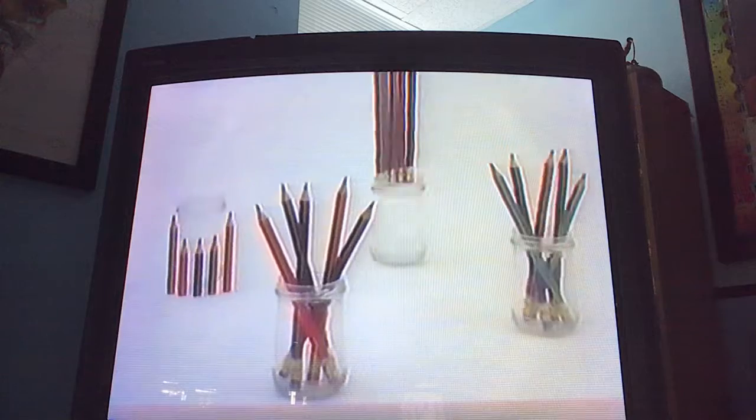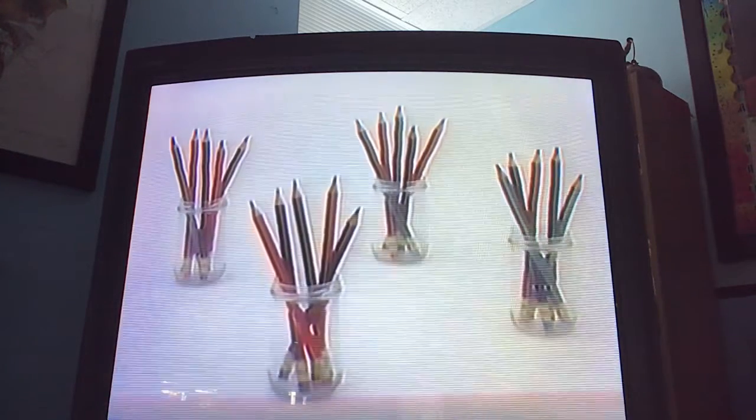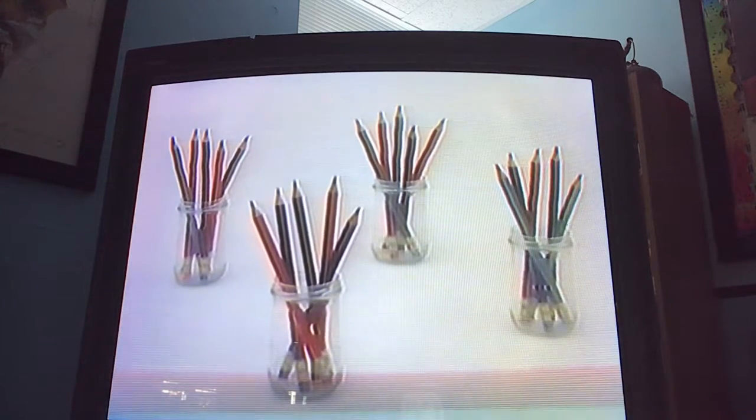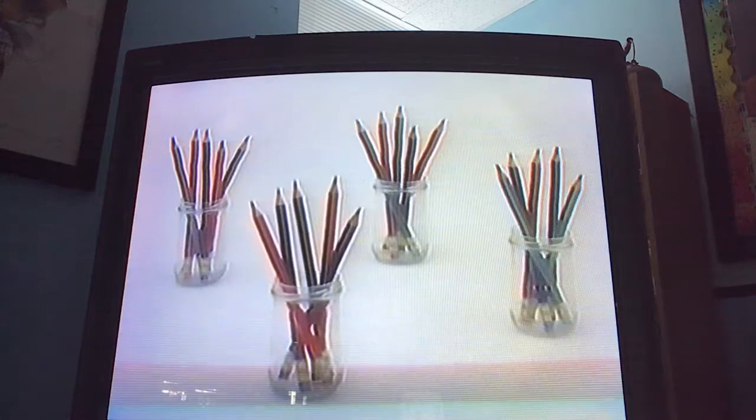Now, let's do one more set to jar our memories. Okay, watch this. Look at that. They're going to help me make a point. There are 4 jars with 5 pencils in each. You can think of each jar as a set. 4 sets of 5 equals 20 altogether.